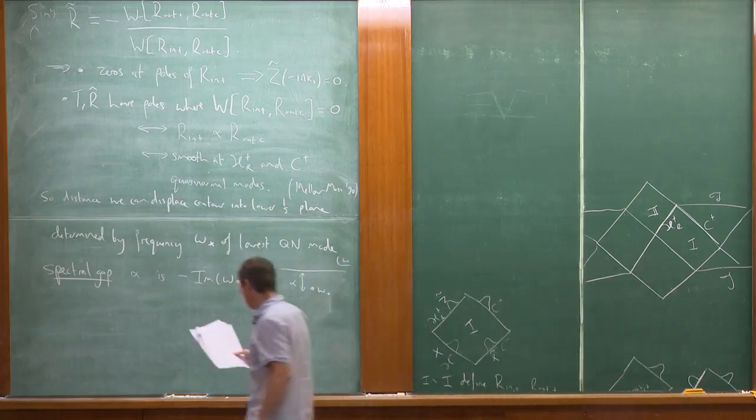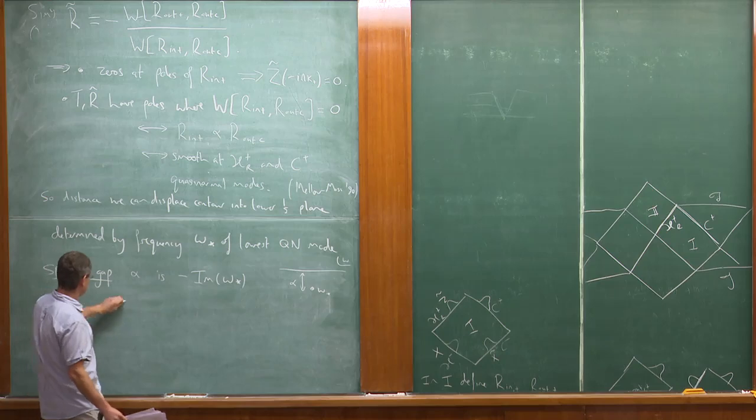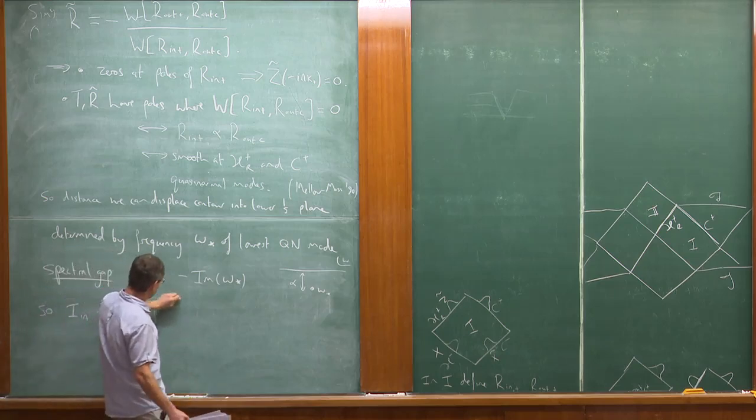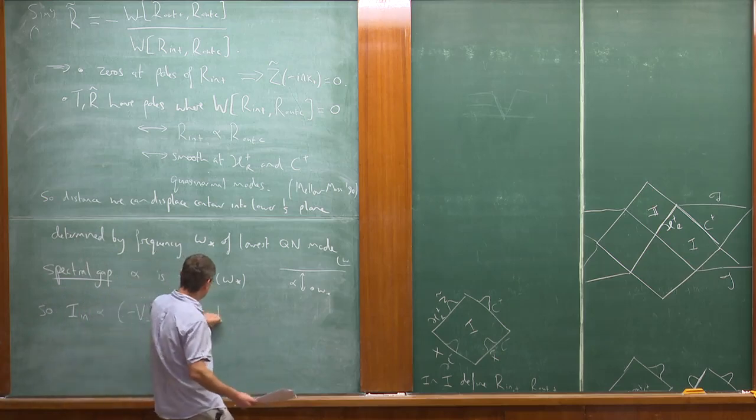Okay, so we can now write down the final answer. The non-smooth part at the Cauchy horizon is proportional to V minus to the power minus i omega star over kappa minus at the Cauchy horizon.